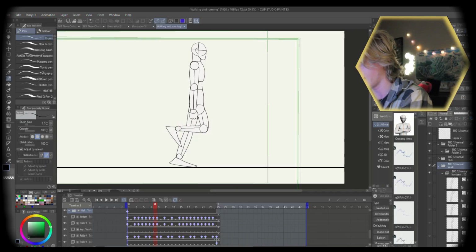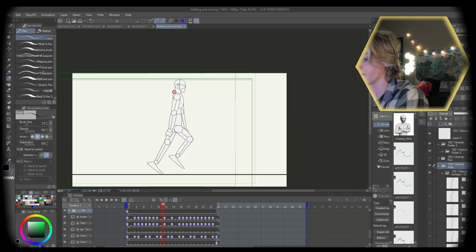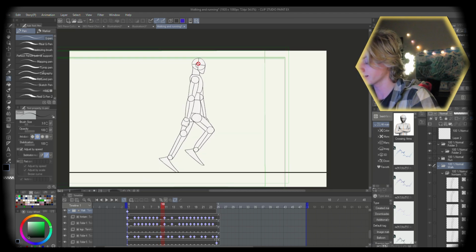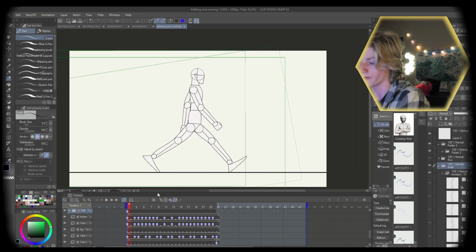I think it's important to note how the body itself moves in correlation with the legs. So we can see the highest point of the guy is about right here, right? That's the peak of their height. And then the lowest point is when their legs are spread away the furthest, right?